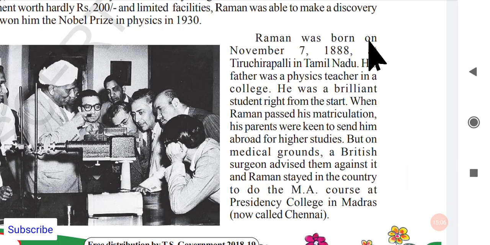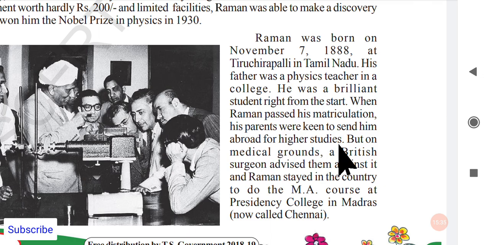So Raman was born on November 7, 1888 at Tiruchirappalli, Tamil Nadu. So he belongs to Tamil Nadu state. His father was a physics teacher in a college. He was a brilliant student right from the start, in the sense, since childhood, he was a brilliant student, C.V. Raman. Next, when Raman passed his matriculation, his parents were keen to send him abroad for higher studies.